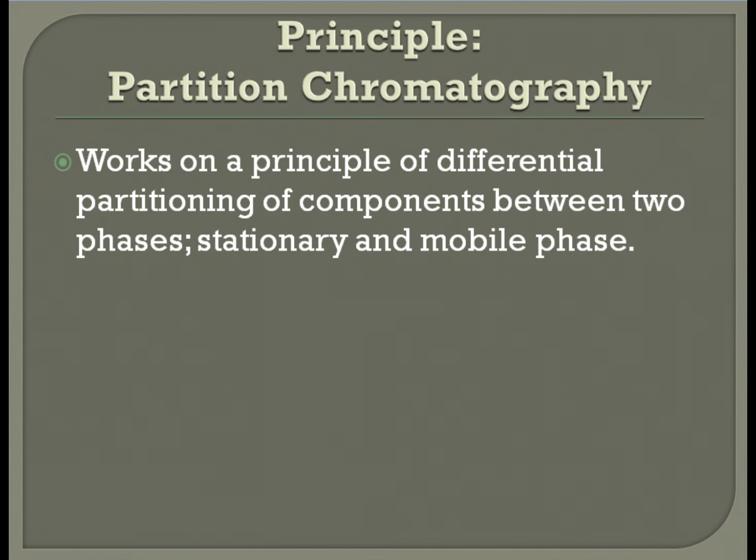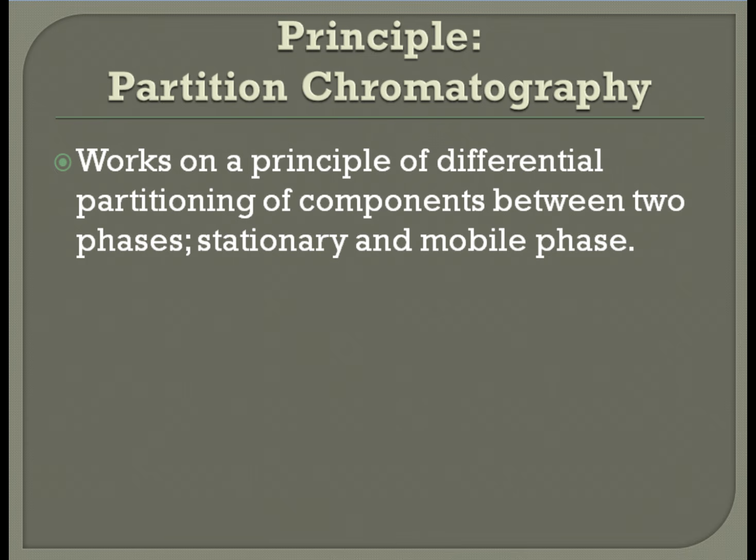Now we will understand the principle behind paper chromatography. It works on the principle called partition chromatography. This means the separation is based on how components divide between two phases. One phase is the stationary phase, which is water trapped inside the paper. The other phase is the mobile phase, which is the solvent that moves.